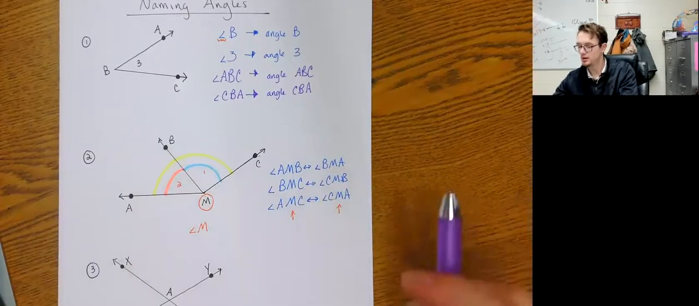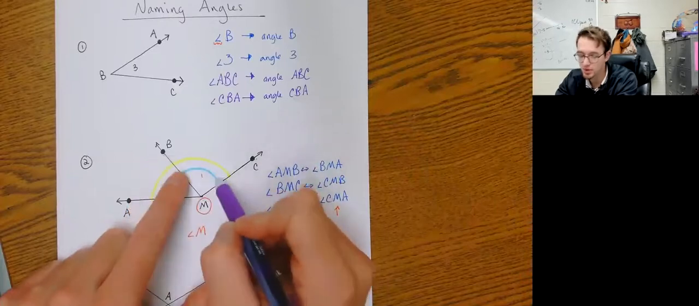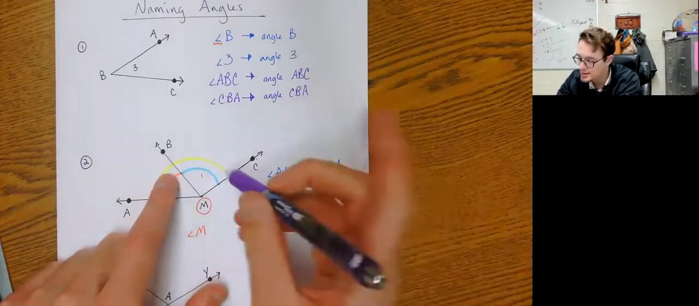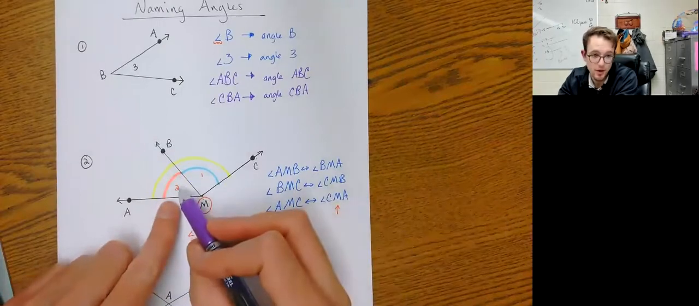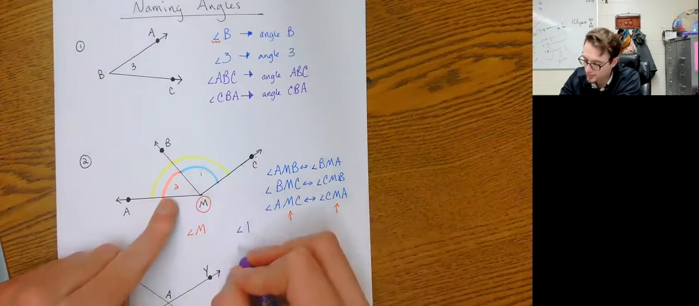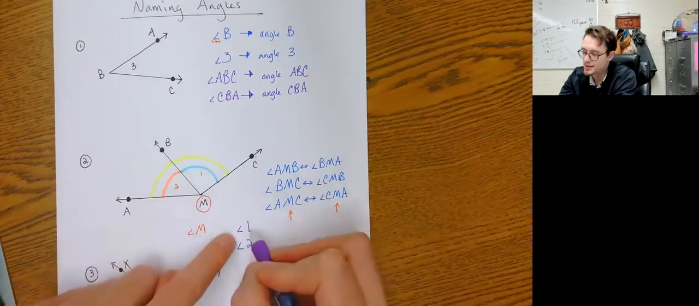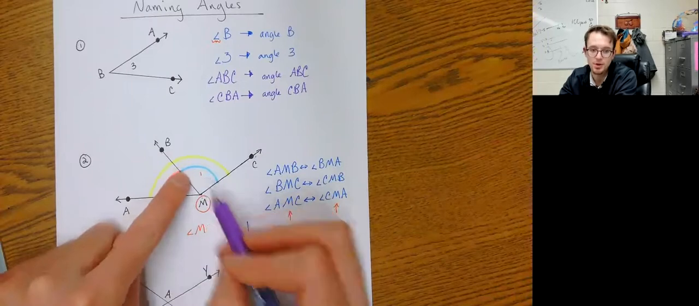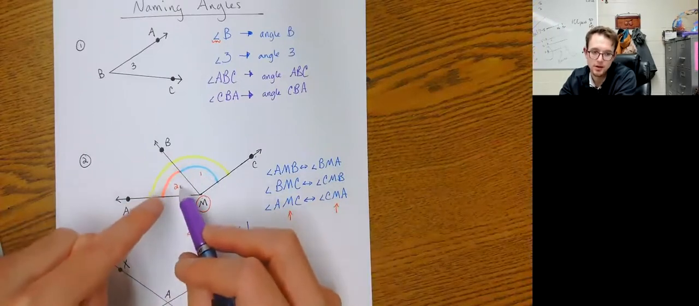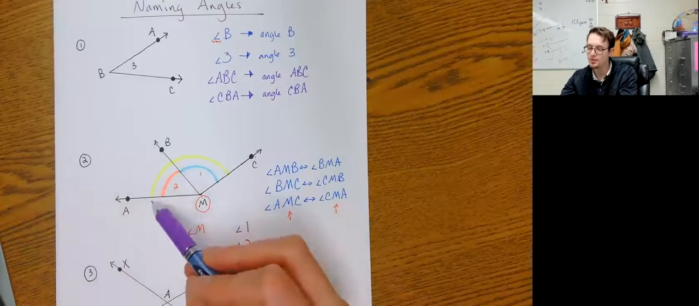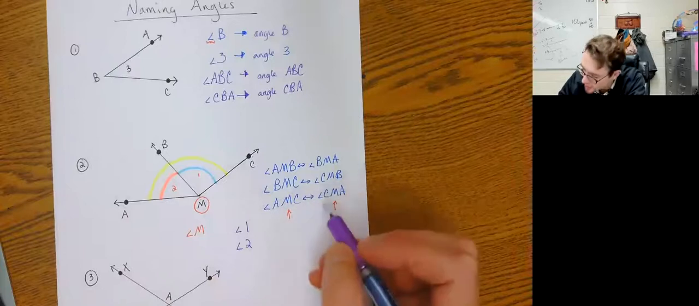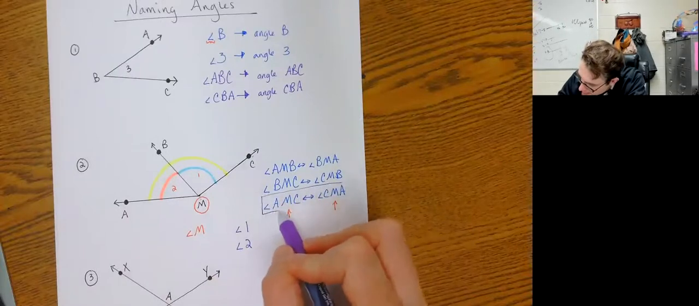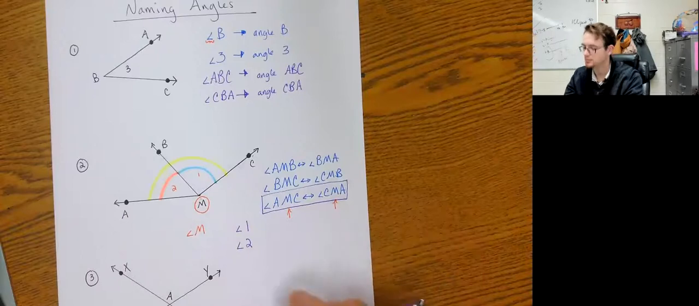But because this blue one is numbered as angle 1, I could say angle 1. And because this pink one is labeled, I could say angle 2. If I say angle 1, that's talking about the blue one. If I say angle 2, that's the pink one. Notice there's no number for the big angle, so I would still have to stick with one of these two, because it's not numbered. All right.